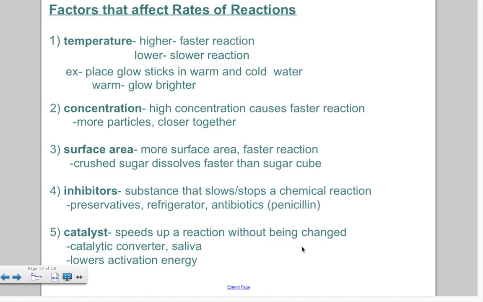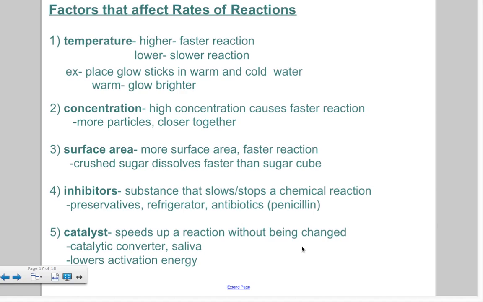Concentration. The higher the concentration, the faster the reaction occurs. In other words, the more particles there are, or the closer the particles are together, the faster the reaction is going to occur. Surface area. Again, we talked about crushing a sugar cube earlier in the year. The more surface area it has, because the water can come in contact with it in more places, the faster it will react. And then 2 new words, inhibitor and catalyst.